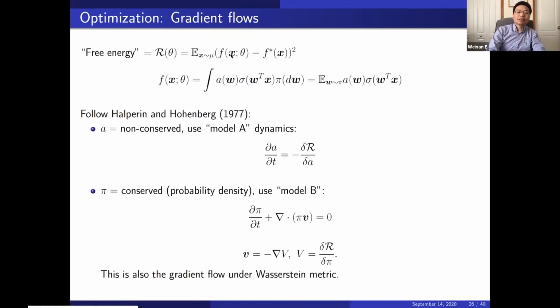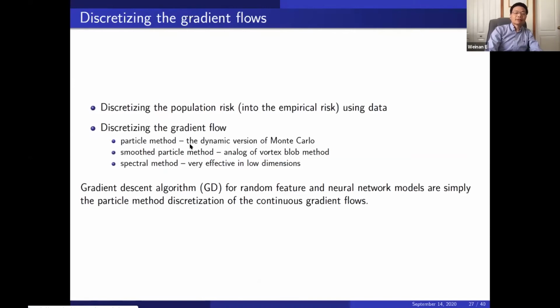We discretize the population risk by replacing the expectation by finite sums using the data. That's called empirical risk. And we discretize its PDEs using standard numerical methods. This would be a numerical analysis way of thinking about machine learning. Now, when we discretize the gradient flow, there are finite difference, finite element, but we all know these guys don't work so well in high dimension. The one numerical method that works in high dimension is the particle method, because that's nothing but the dynamic analog of Monte Carlo.